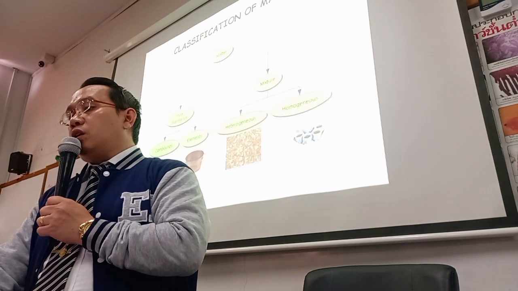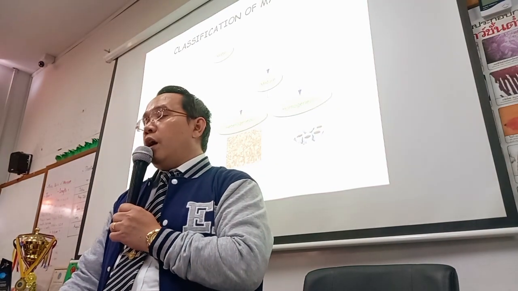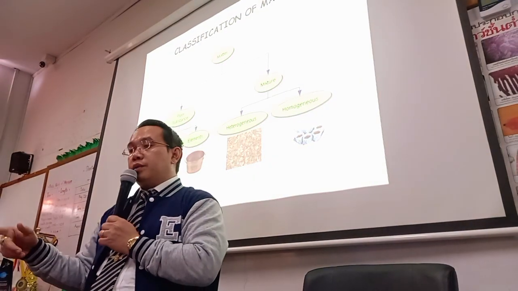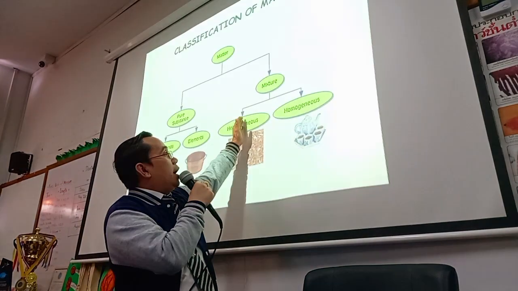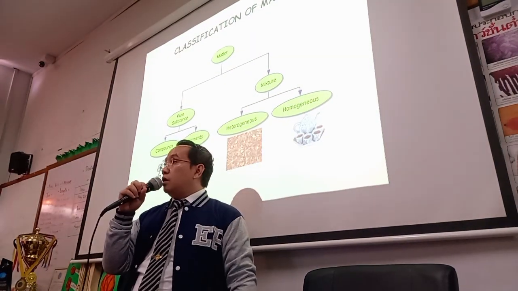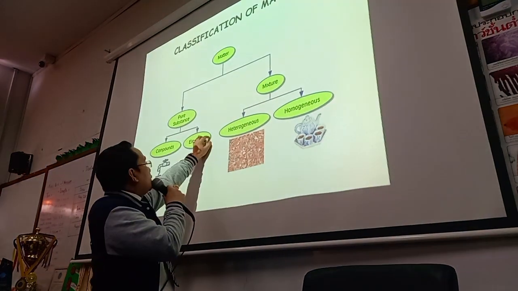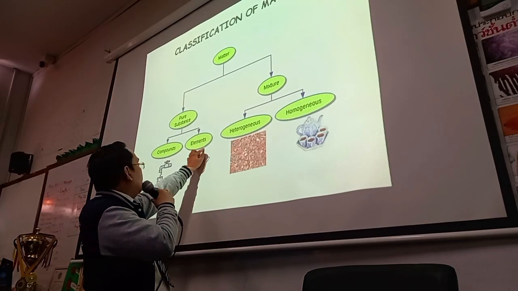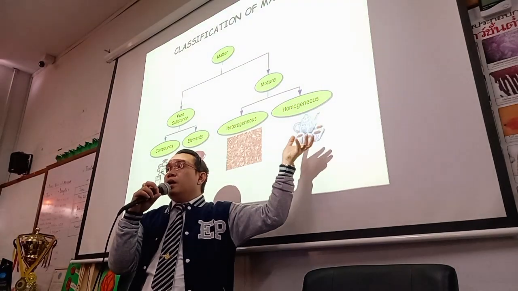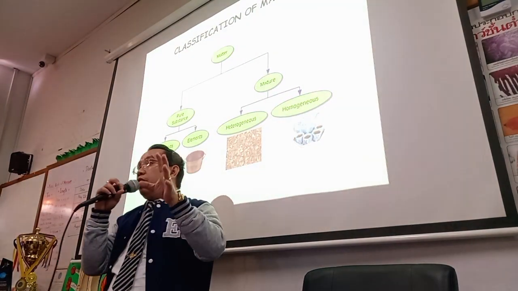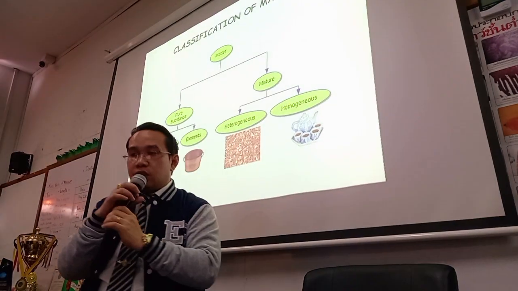So there is a basic classification of matter. Matter can be a pure substance or a mixture. Under pure substances, there are compounds and elements. And under mixtures, there are heterogeneous mixtures and homogeneous mixtures. I already explained the difference between compounds and elements earlier. Heterogeneous and homogeneous mixtures are the real materials that we often see in our daily life. How do we distinguish between heterogeneous and homogeneous mixtures?